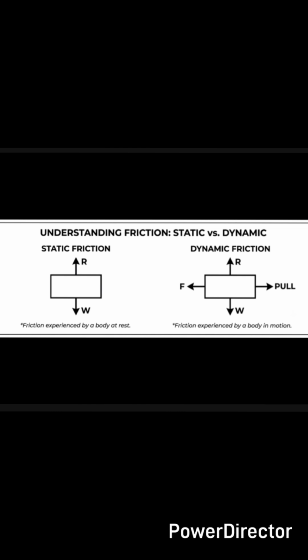Let's assume an object on a table. There is a force that opposes the weight of the object, and that force is termed as the normal reaction. If the object is pulled to the right, there is going to be an opposing force, and that force is the frictional force. So the frictional force occurs in the opposite direction to the applied force.